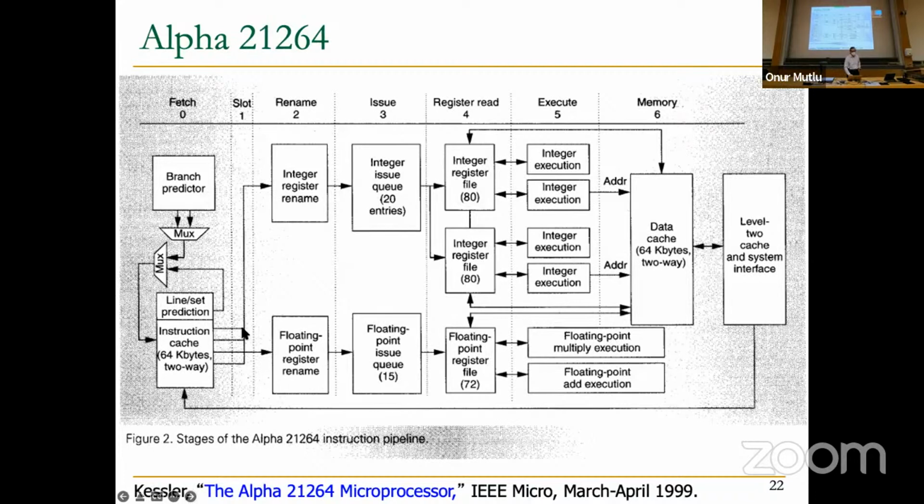We'll talk about superscalar execution in a little bit. And you can see that there's integer, floating point, register renaming. They go through that separately. And there's a 20-entry scheduler over here. This is 1995, 1996. And there's a 15-entry scheduler in the floating point.